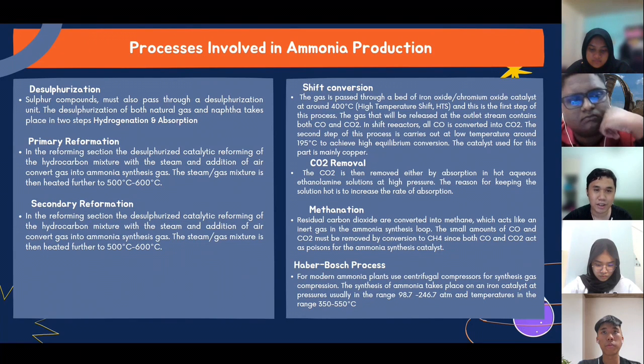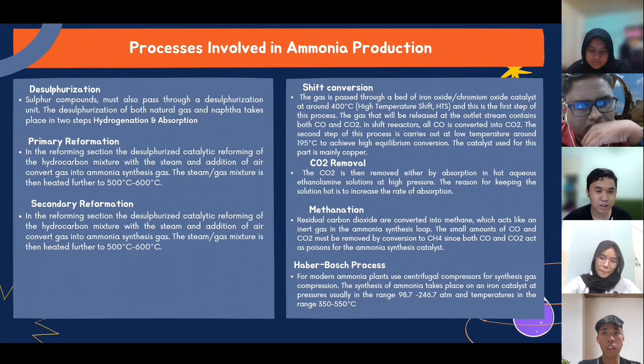And next will be the secondary reformation, in which, in the reforming section, the desulfurized hydrocarbon also undergoes catalytic reforming with steam and the addition of air to convert the gas into ammonia synthesis gas. Basically the same process, just performed a second time. Now onwards to the production of ammonia.